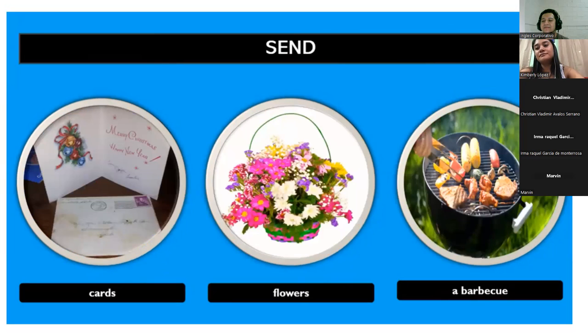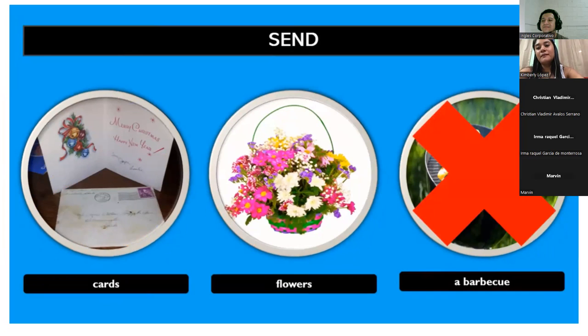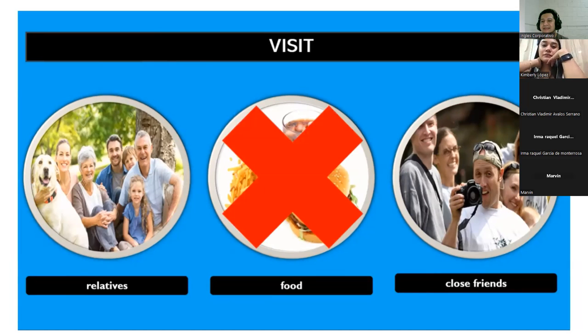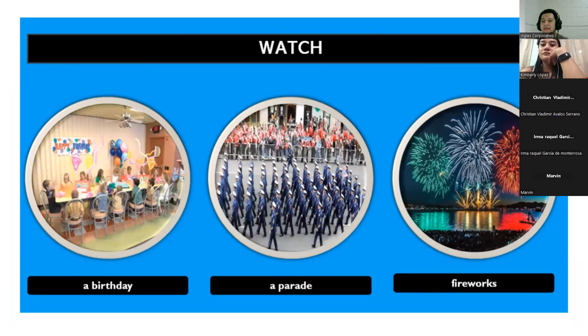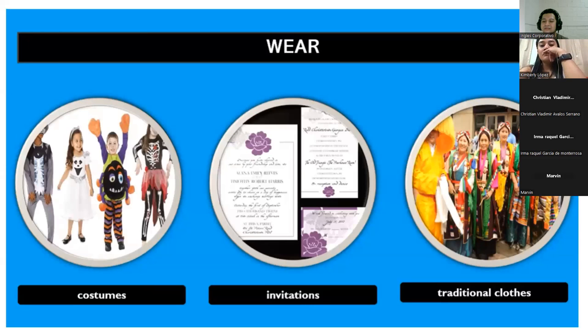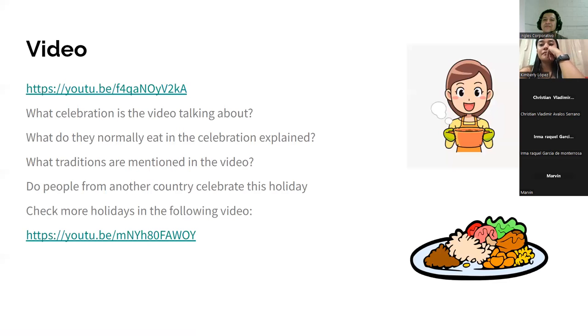Then send cards, flowers, barbecue. Let's see. Exactly, very good. Visit relatives, food, close friends. Food. Let's see. Food, exactly. We cannot visit food, but we can eat food, right? Watch a birthday, a parade, fireworks. A birthday. Let's see. Birthday, exactly. Wear costumes, invitations, traditional clothes. Invitations, exactly. Very good, perfect.